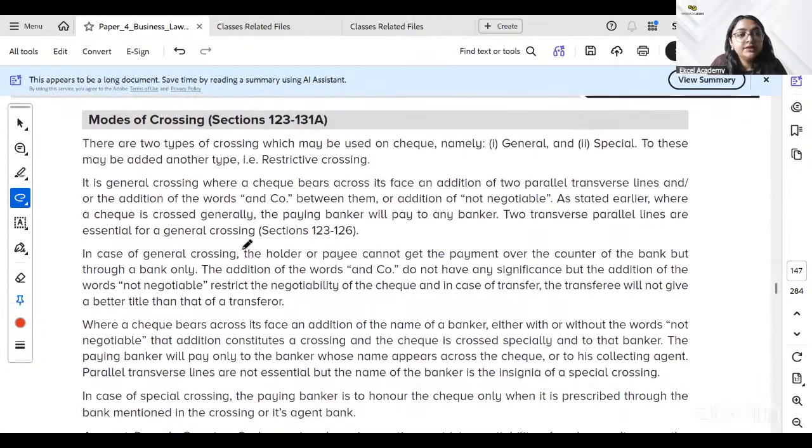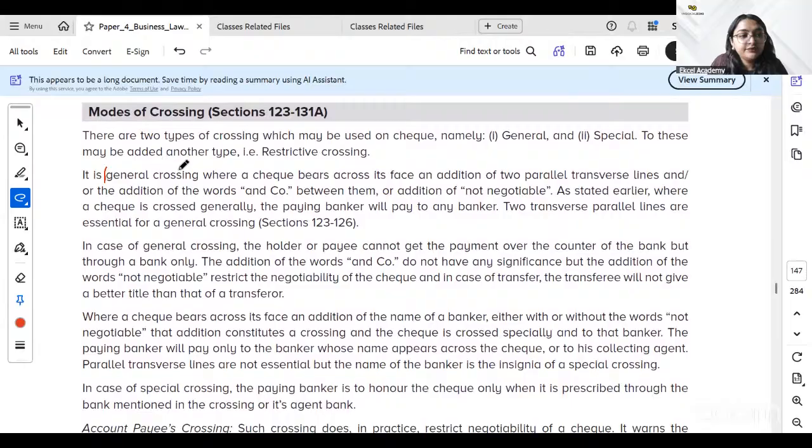Then there are different modes of crossing. Firstly, you have your general crossing, which is the addition of two parallel transverse lines and the addition of the word and co between them.